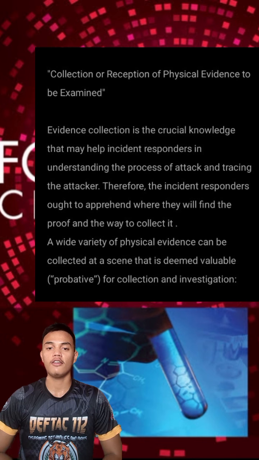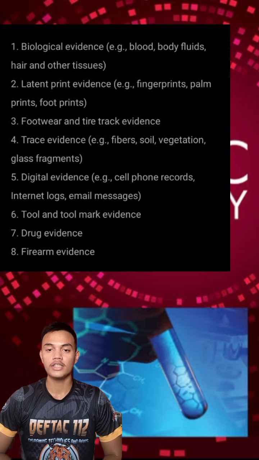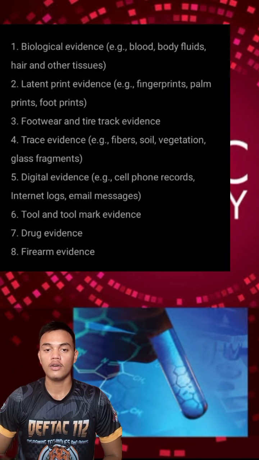A wide variety of physical evidence can be collected at a scene that is deemed valuable or probative for collection and investigation. Number 1. Biological evidence such as blood, body fluids, hair, and other tissues. Number 2. Latent print evidence such as fingerprints, palm prints, and footprints. Number 3. Footwear and tire track evidence. Number 4. Trace evidence such as fibers, soil, vegetation, and glass fragments.